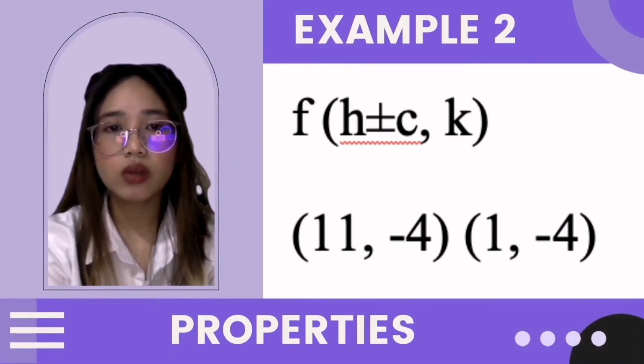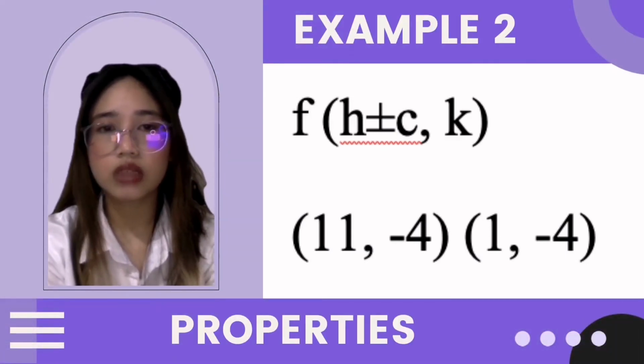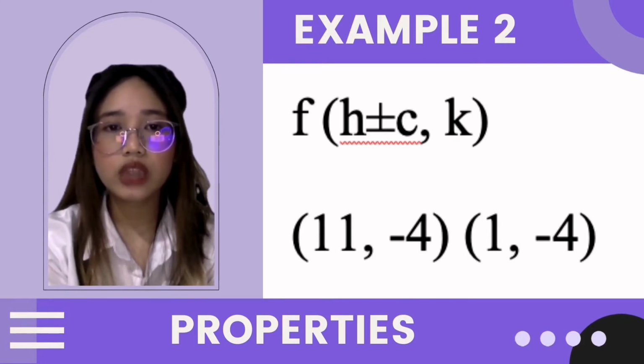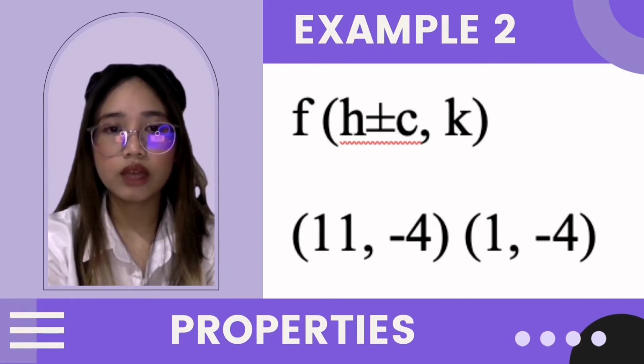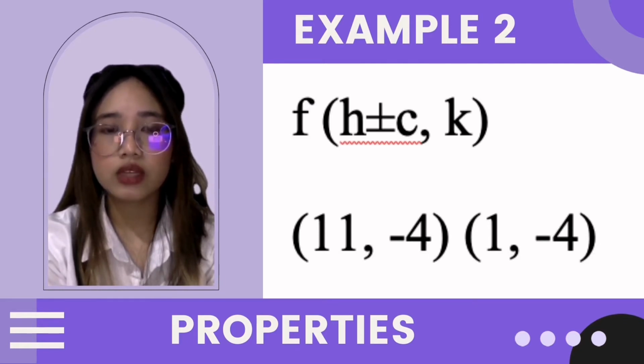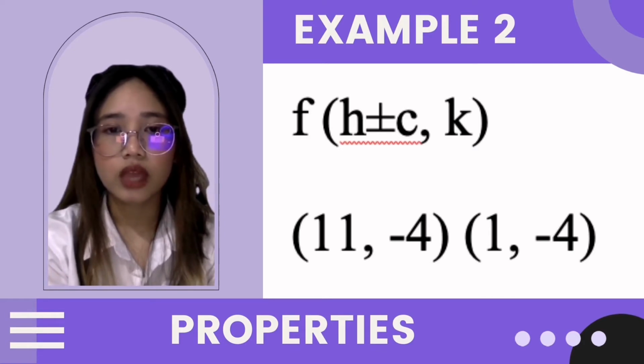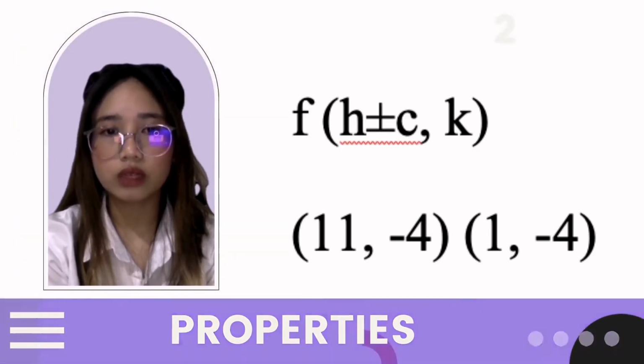So now we're going to solve the foci because we have the c now. So h plus or minus c: 11 because 6 plus 5. And for the k, it is negative 4. And then the next one is 6 minus 5, it equals 1. And for the k is negative 4.